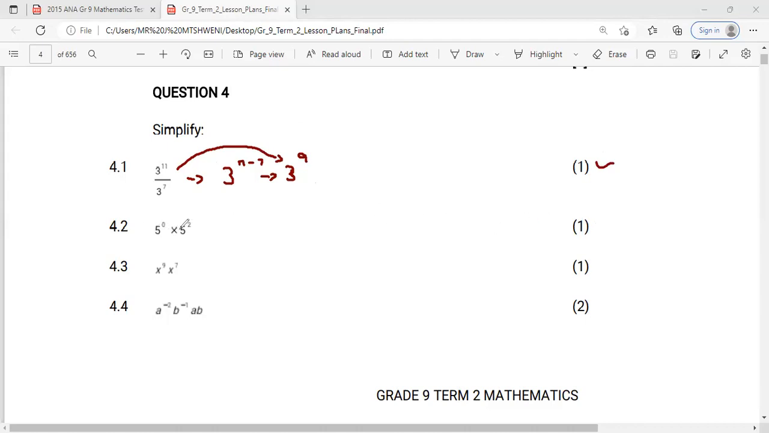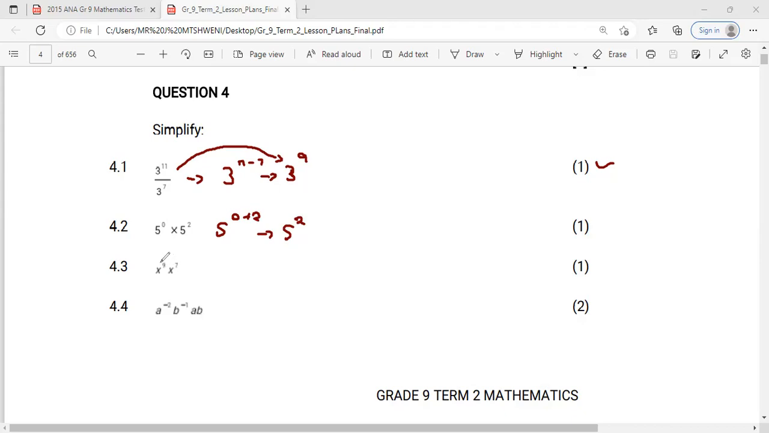5 to exponent 0 multiplied by 5 to exponent 2. The bases are the same. We said when we multiply, we do what? We add the exponents. So it's going to be 5 to exponent 0 plus 2. What do you get? 0 plus 2. You get what? 5 to exponent 2, because 0 plus 2 is 2. 5 to exponent 2, which is 25, actually.